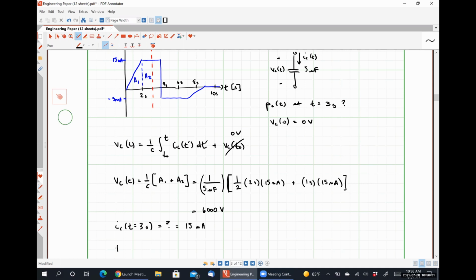And so my power at t equal to 3 seconds is just the product of my voltage and my current. So that'd be 6,000 volts times 15 milliamps would be 90 watts.